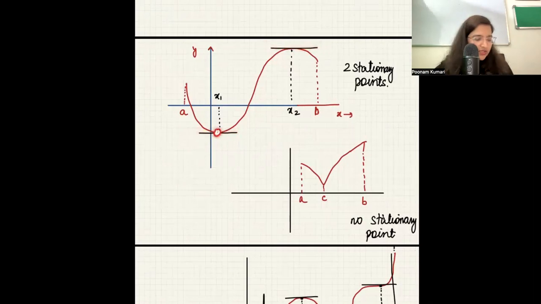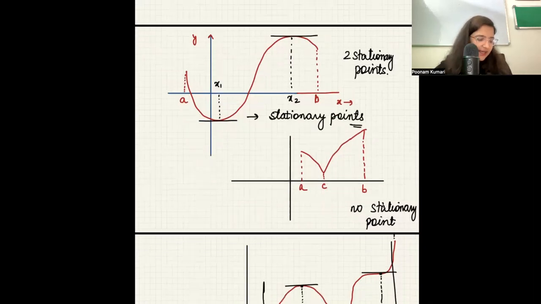So this was a stationary point and this was a stationary point. So in this first case, what kind of points became my maxima or minima? These points were stationary points, right? All right, that is the first thing. Let's understand the second diagram.